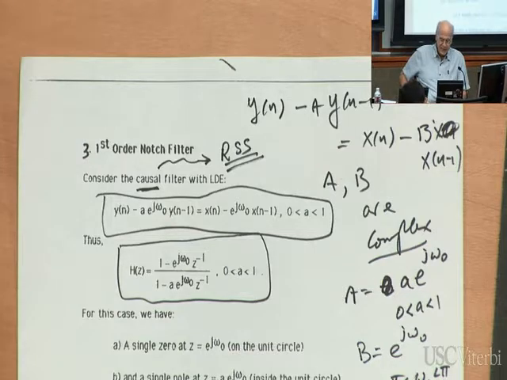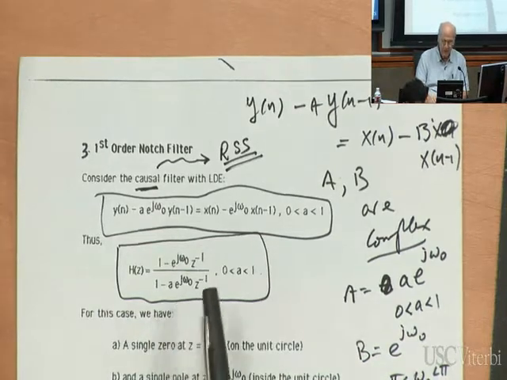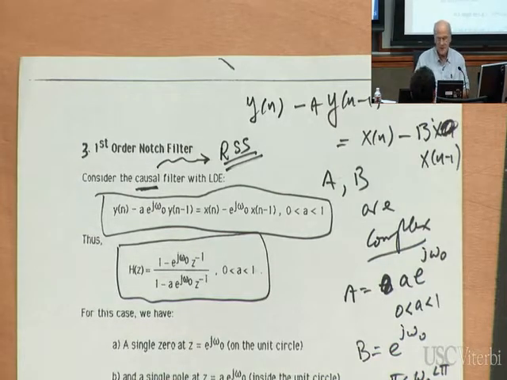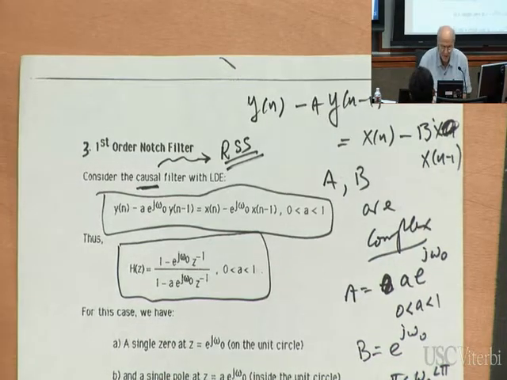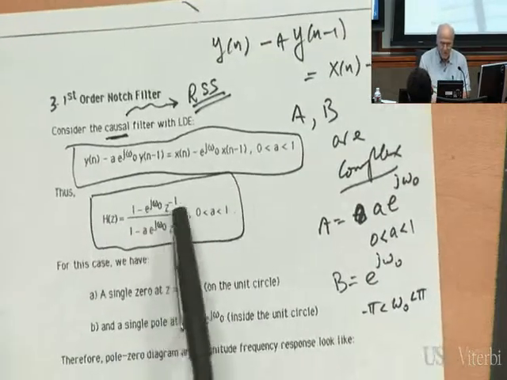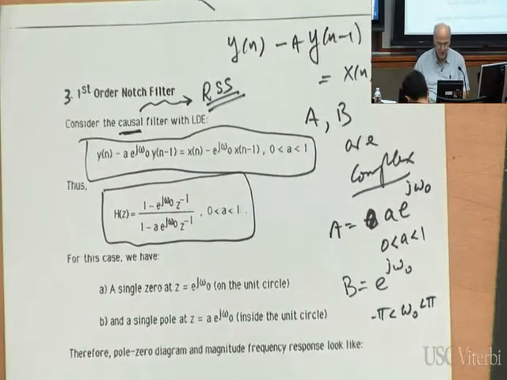Now in this case, if I were to use the filter function as an aside, then the coefficient vector for the feedback would be 1 comma minus a e to the j omega naught. That's right, it would be complex, but there's no problem using complex with the Matlab filter function. So anyway, it looks like this: 1 minus e to the j omega naught z inverse over 1 minus a e to the j omega naught z inverse.